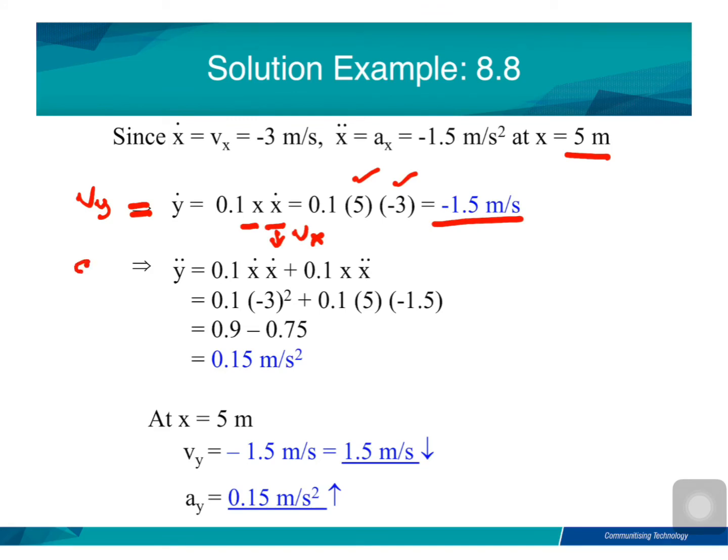And then next, what is Ay? Ay is equal to y double dot. This is the equation that we have derived, and then we can substitute. x dot is equal to Vx, and x double dot is the Ax. So you substitute, then you get that Ay is 0.15 meters per second squared. So you can substitute into the equation to determine the magnitude of the velocity and also the magnitude of the acceleration.